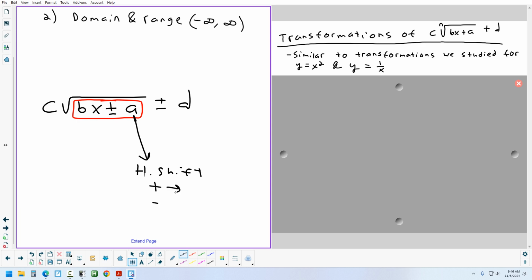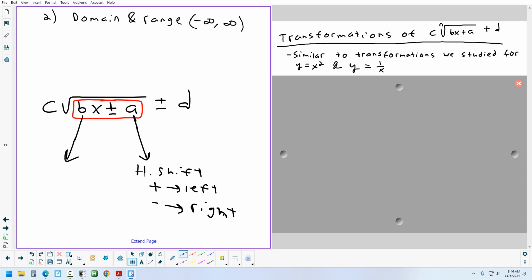Which way does plus move the graph? Left. Yes, it's the opposite. Plus is going to move it to the left, and minus moves it to the right. Okay, so that's A. Now B is still inside the red box.